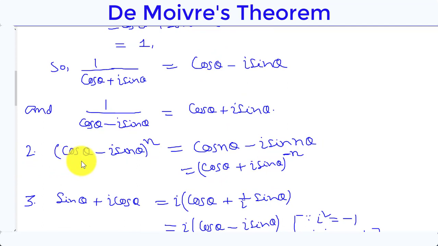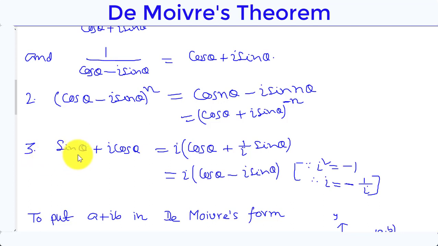Number 2: (cos θ − i sin θ)^n is equal to cos nθ − i sin nθ, and this is equal to (cos θ + i sin θ)^(−n).